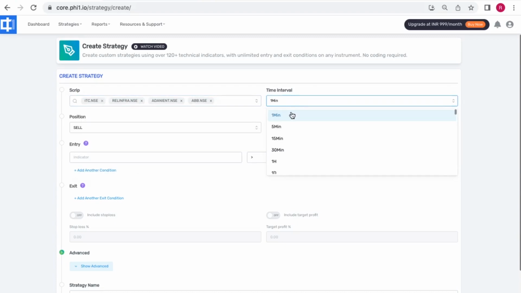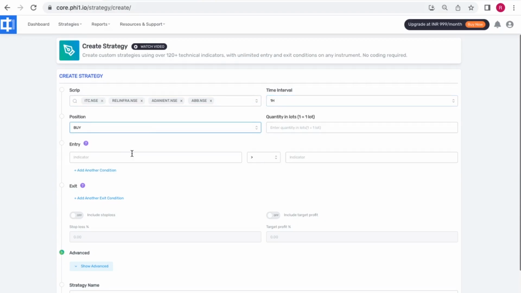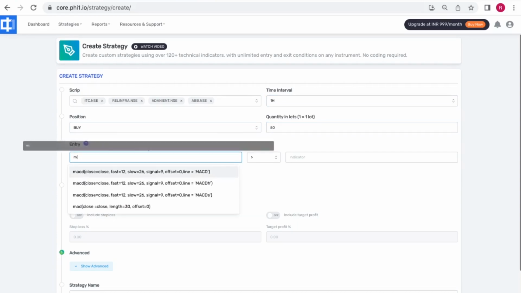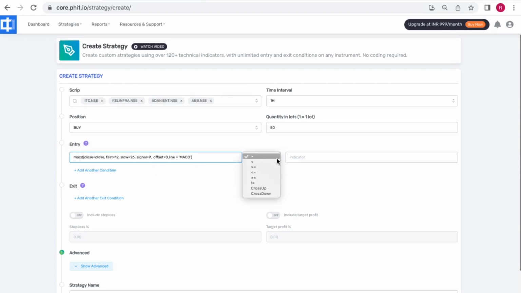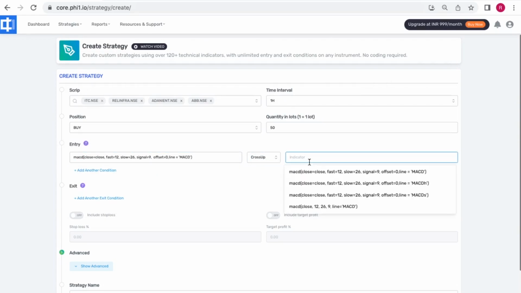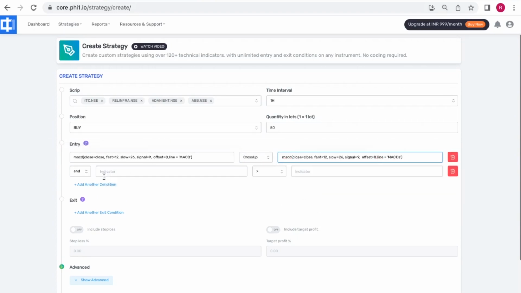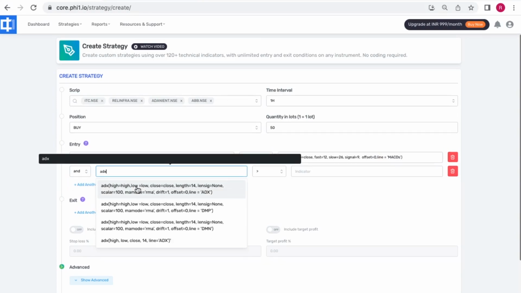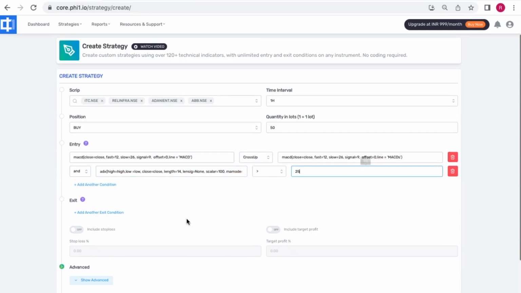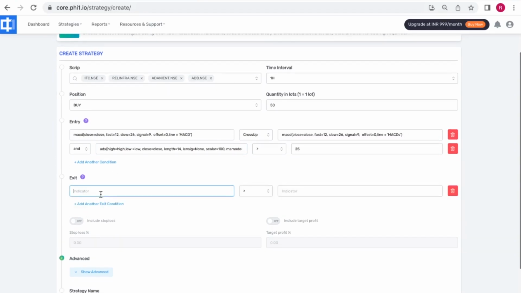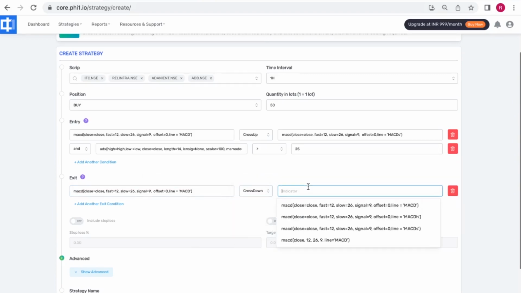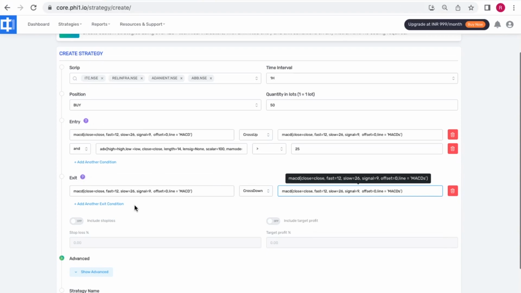Select a time interval you want from 1 minute to 1 month. I am choosing 1 hour. We are taking the buy position of 50 quantities with our entry condition being the MACD bullish crossover, that is the MACD line crossing above the signal line, confirmed by the ADX being above 25. Our exit condition is the MACD bearish crossover, that is the MACD line crossing below the signal line.